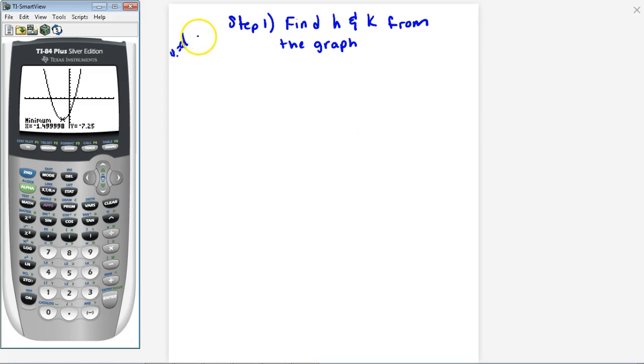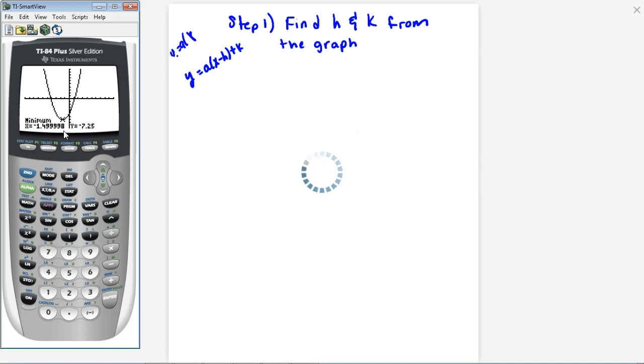Y equals a times x minus h plus k. Remember, h is moving it horizontally, so I took a regular parabola, the parent function, and I moved it horizontally. Instead of being at 0, my graph was now at, look over here at the calculator, negative 1.5, right?